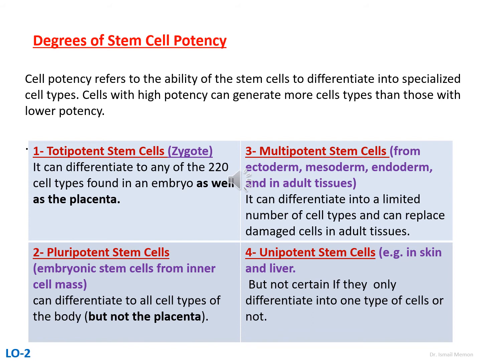Multipotent stem cells from the ectoderm, mesoderm, endoderm, and like in the adult tissue, can differentiate into a limited number of cell types and can replace damaged cells in the adult tissue. And the unipotent stem cells, for example, in the skin and the liver, but it is not certain whether they only differentiate into one type of cell or not. So this is how we differentiate each type of cell in our body as totipotent, pluripotent, multipotent, and unipotent.